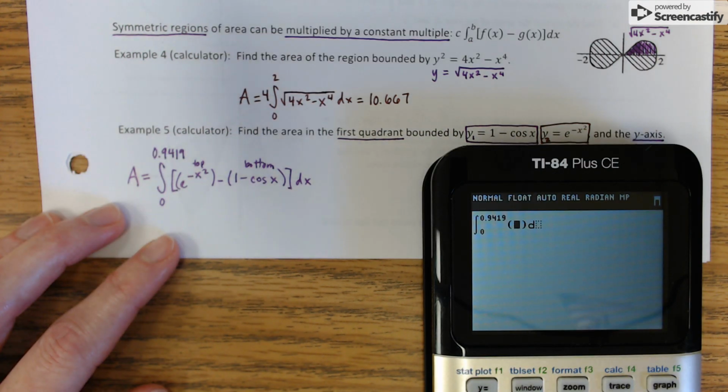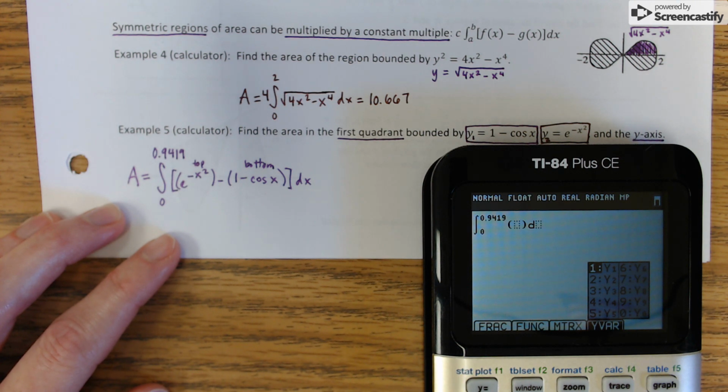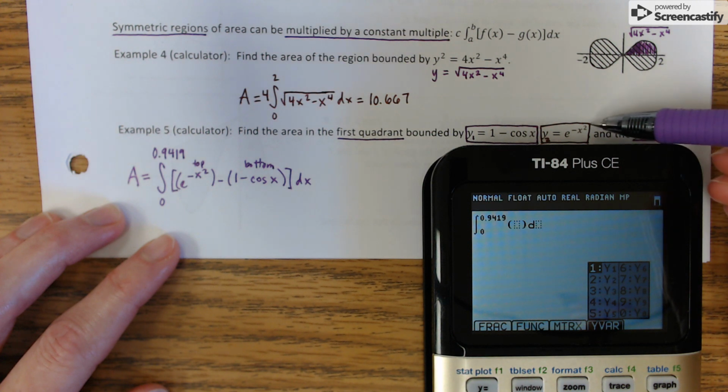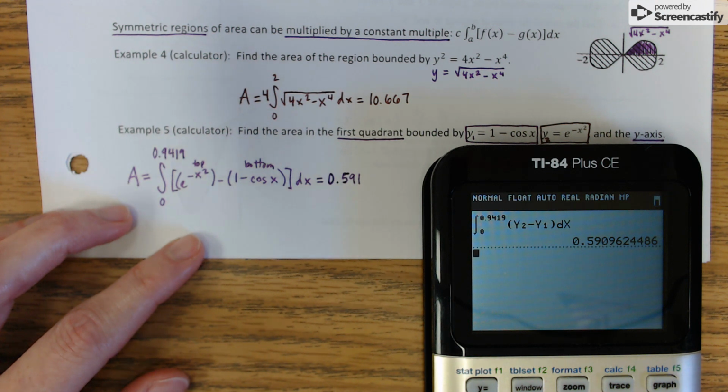So once I'm in my Math 9, I've got my limits typed in, and I want to access those functions in y equals. I actually use the alpha shortcut, so alpha trace will give you a list of those y functions. So I decided that my e function would go in first. Fortunately, I labeled that as y2. So I'd say y2 and then minus, and you would do the same shortcut, which is alpha trace, to get the y1 in there, and then dx. And that gives me a final answer rounded to 3 decimal places of 0.591.